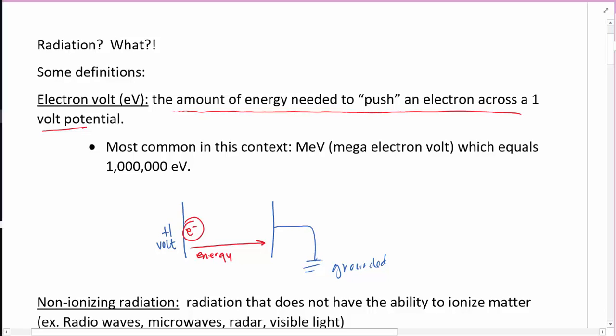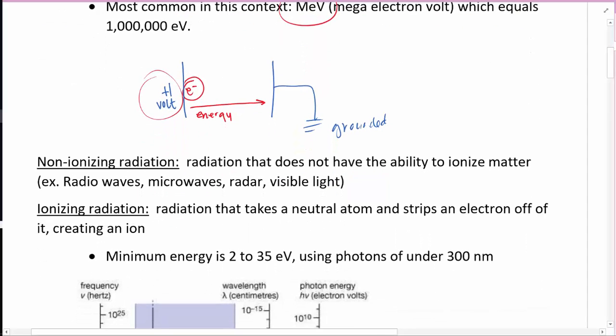And so the amount of energy needed to push this electron from one place to another with a 1-volt potential is the electron volt. In this context, we're probably not going to use electron volts much. We're going to use the mega electron volt. So 1,000,000 electron volts is the kind of energy we're going to be taking a look at.